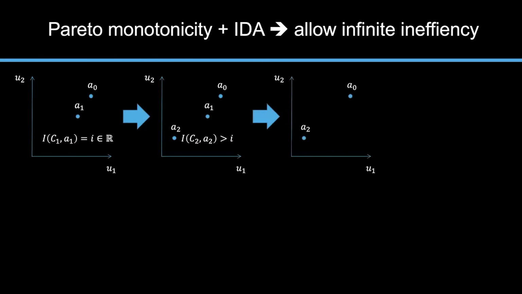Now, let's remove A1. It is not the optimal. It is not the thing that you care about. It is something suboptimal in between. By IDA, removing it shouldn't make a difference.